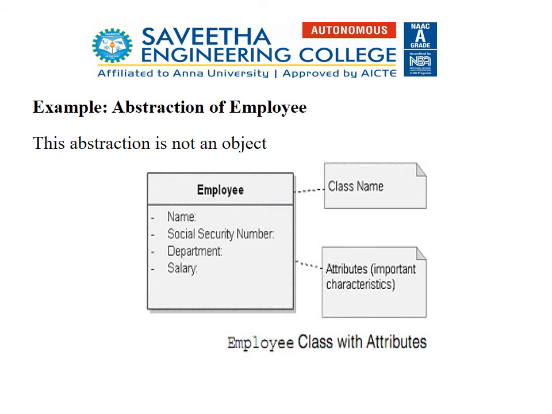To understand how class and object are defined in OOAD, we have taken this example, employee. Here employee is a class which has name, social security number, department and salary as its attributes. This is just a class with attributes. It is not an object. So why is it not an object? Still it is not instantiated. We cannot say that it is an object. It is just the definition of the class.